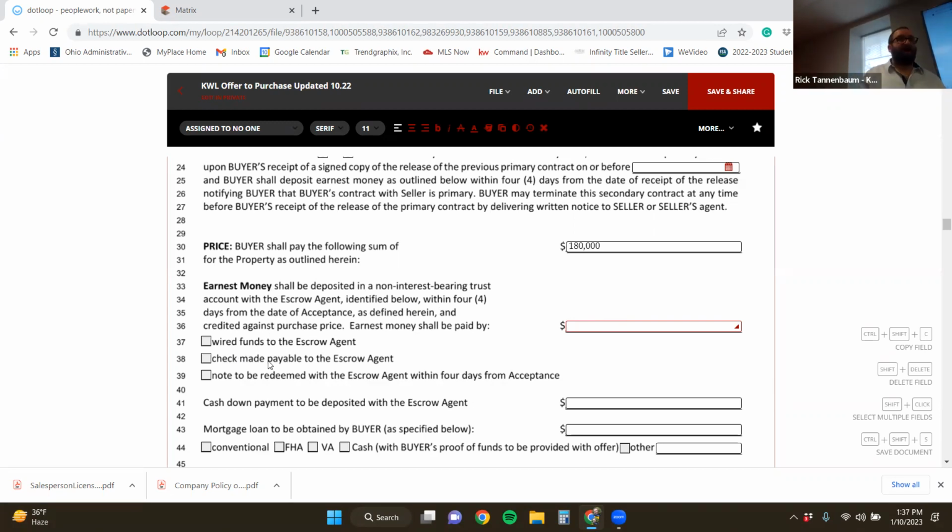We have 3 options to collect that earnest money. Wire funds to the escrow agent, that's my preferred method. Check made payable to the escrow agent. I don't love this, because I don't want you guys holding on to checks. So they hand you that check for $3,000, even though it's made out to Ohio Real Title, now you're responsible for that piece of paper in your hand. So I never do a check. And the third option would be a note. I would just do the wired funds.